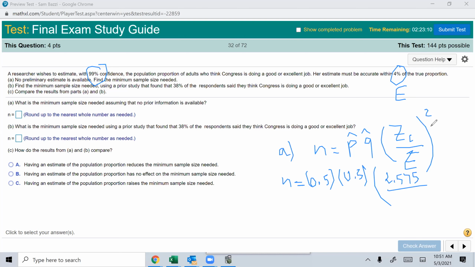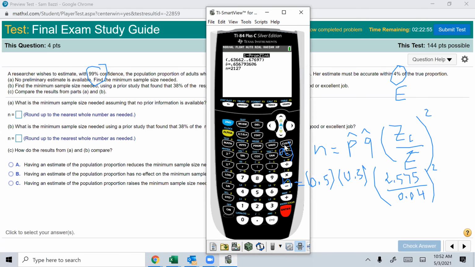Over the margin of error, it's 4%, change it to a decimal, guys. And then square. Let's see what the calculator gives us here. So 0.5 times 0.5 times, open parentheses, 2.575 divided by 0.04, close parentheses, and then square.